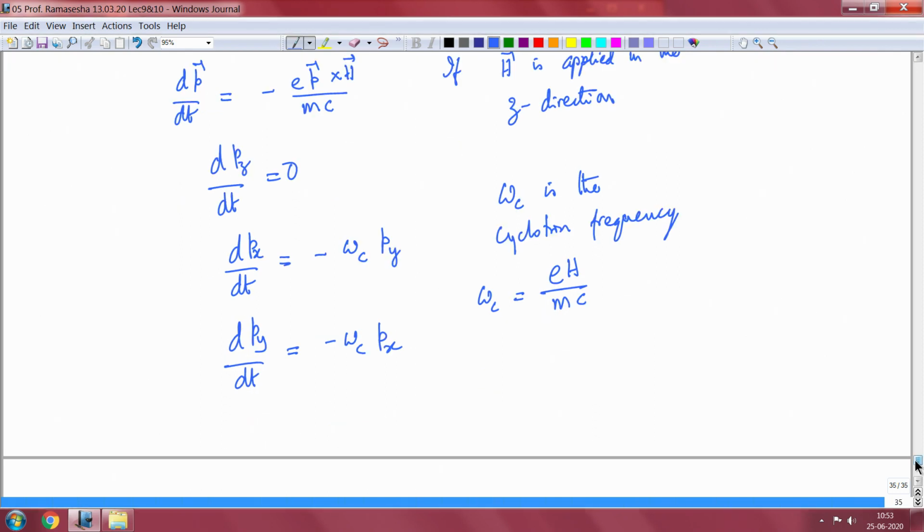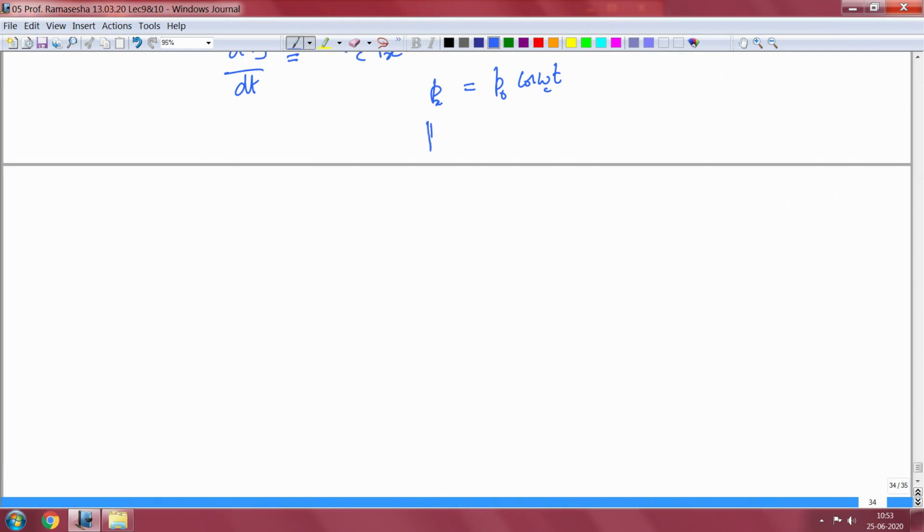And what we have is the electron actually going around in a circle in a plane, in the xy plane, and the frequency with which the electron is going around is given by Px is equal to P naught cos omega c t, and Py is equal to P naught sin omega c t. So, what you have is actually a motion which is circular in the plane perpendicular to the applied magnetic field.